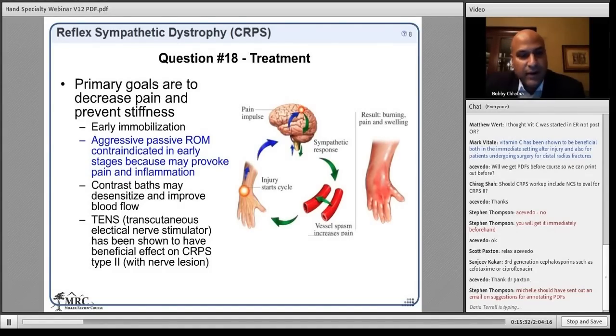The contrast baths may be used to desensitize and improve the blood flow. There's TENS units. Therapy is very critical for complex regional pain syndrome when it's identified. You want to break the sympathetic response. Stellate blocks are frequently helpful when combined with therapy for range of motion, but in the very early stages, aggressive passive motion can actually make complex regional pain syndrome worse.